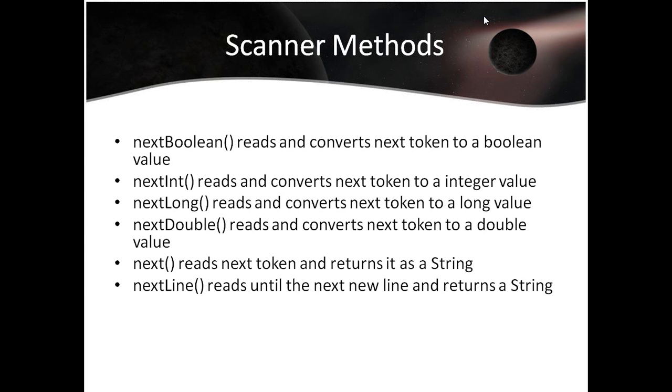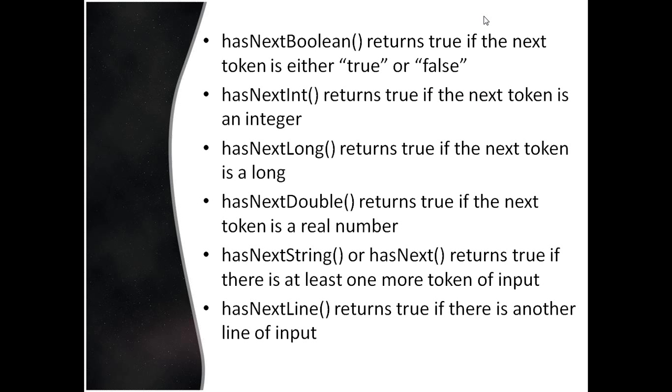And another category of methods is the has methods, hasNextBoolean, hasNextInt. That means whatever data is going to be read next time, whether it is related to that data type or not. If it is related to that data type, it will return true. For example, hasNextBoolean: if the next data is a boolean value, it will return true, otherwise it will return false. And the same thing with hasNextInt: if the next data is an integer, it will return true, otherwise false. Like this, you can read the different types of data. Clear?